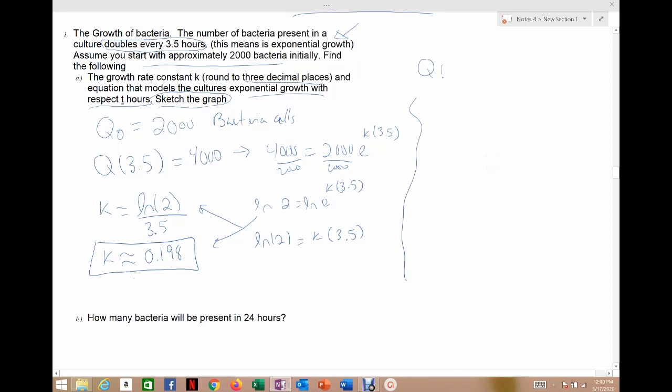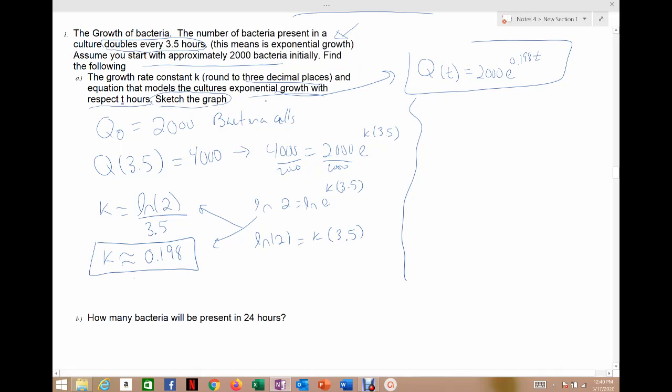Alright, so my equation would be Q of t equals my initial amount where we started, which was 2,000, e raised to that constant I just found, 1.98 times any time. And so there's the equation that models the exponential growth with respect to t hours. Meaning I can find however big my bacterial colony is, after any hour I want to plug into this. So 5 hours, 10 hours, 20 hours, so on. And we'll solve with it later.